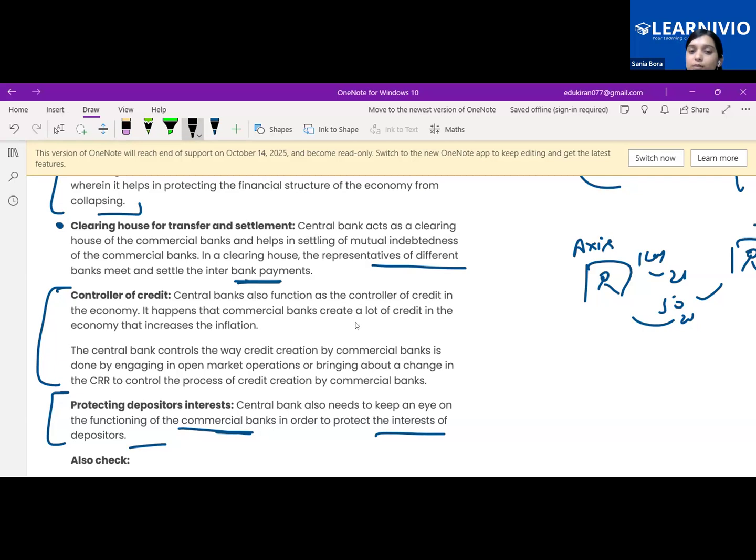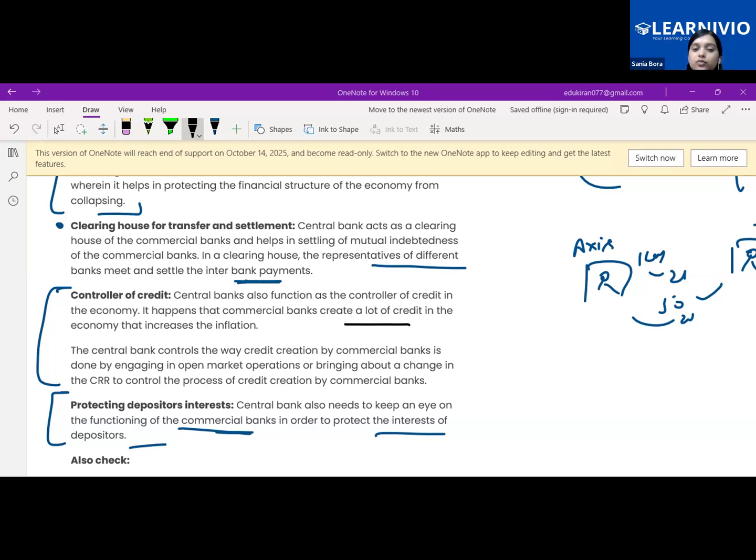It happens that commercial banks create a lot of credit, right? Who is creating the credit? Commercial banks. So the central bank controls the credit transactions of the commercial banks by engaging in open market operations or bringing about a change in CRR to control the process. Okay. So through different methods they control it. Now, first of all, we will understand what are the tools through which they are controlling it, right?